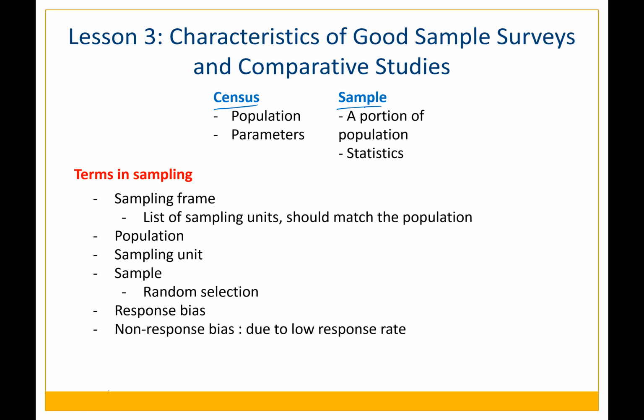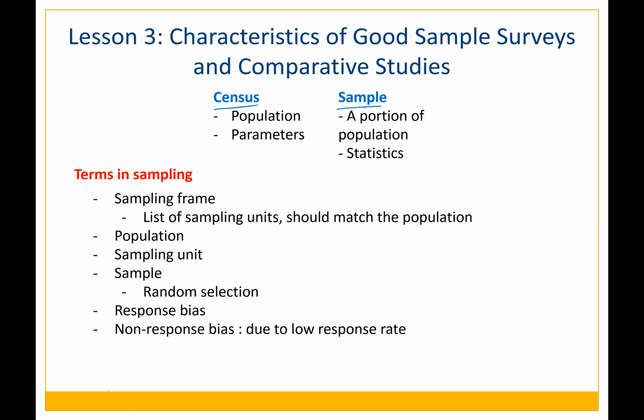The information, those variables, that you get from the census is called parameters. But for a sample, it's called a statistic. A sample is just a small portion of the population, but it's designed to be representative of the population, so that we can draw conclusions about the population by just surveying the sample.